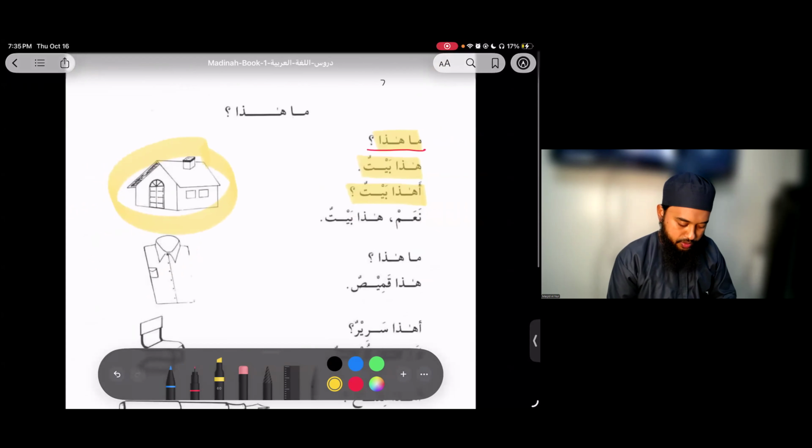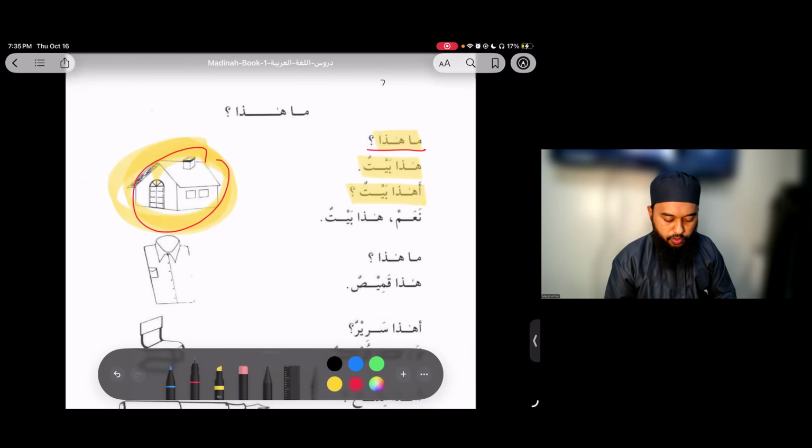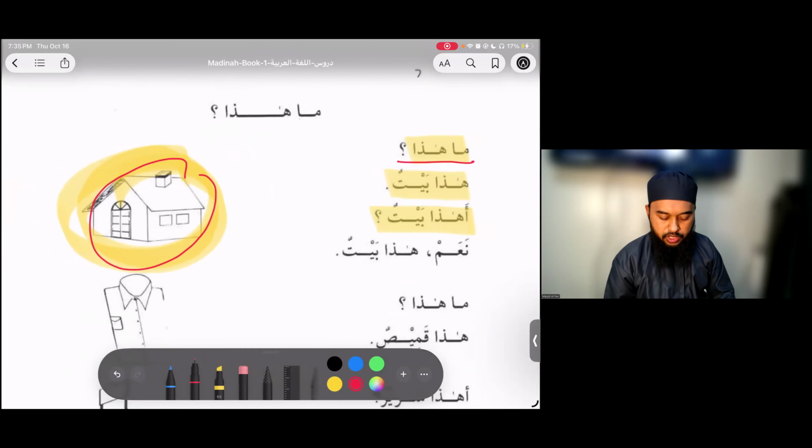And now in the book, they give an answer, specifying this image right here, the same image that we see with the house. The author writes, ahada baytun, is this a house? Na'am. Affirmative. Yes, this is a house. The way you say yes to affirm in Arabic is na'am. Na'am is yes. Na'am, hada baytun. Yes, this is a house.